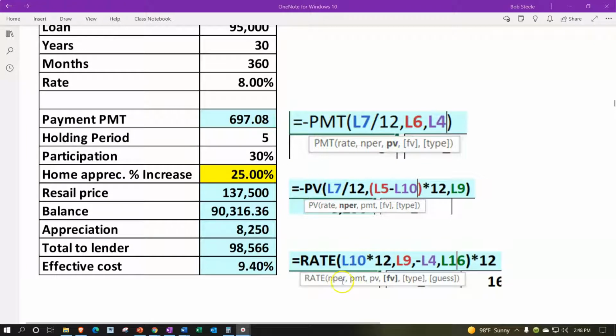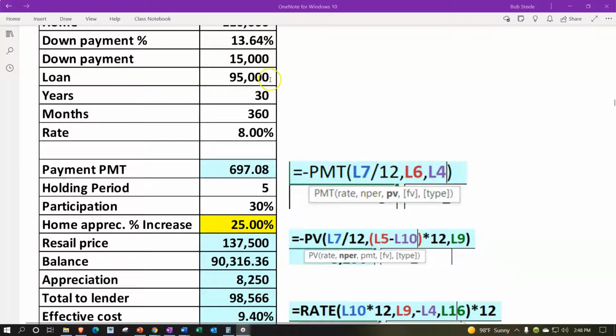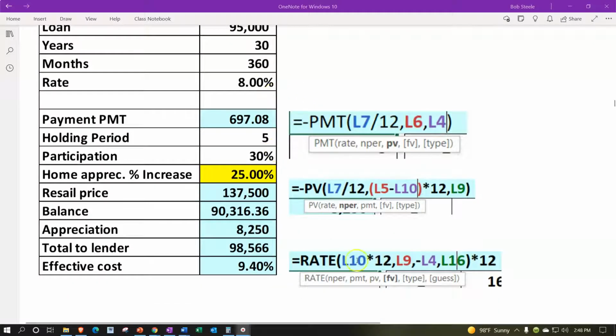$697.08 for the payment. The present value would be, and it needs to be the negative in the present value, the amount of the loan, the $95,000, and then comma, the future value is basically what we then have to pay back to the lender, which is going to be this $98,566. We take that entire thing, which would then be the monthly amount, multiply it times 12 to get the yearly rate. That would be about 9.4.